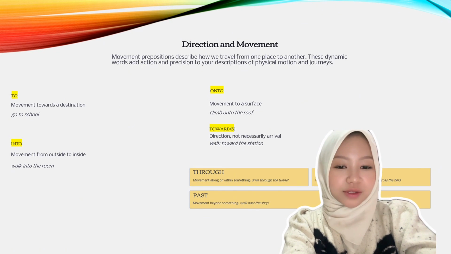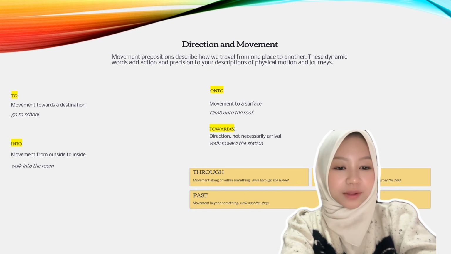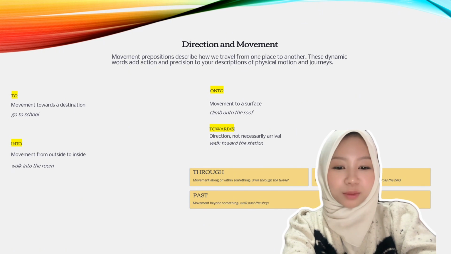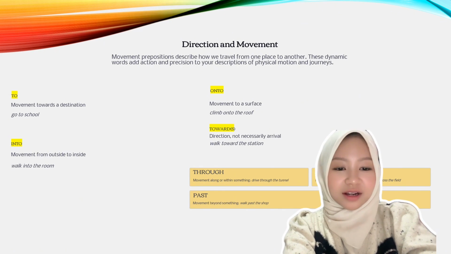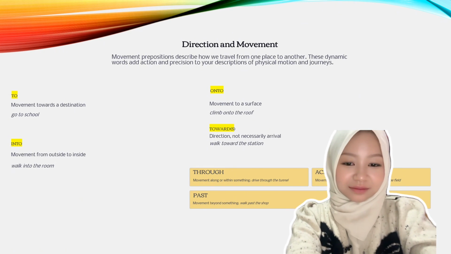Into shows movement from outside to inside. For example, walk into the room. Onto means moving to a surface, like climb onto the roof. And we also have toward, through, across, and past to show different types of movement.